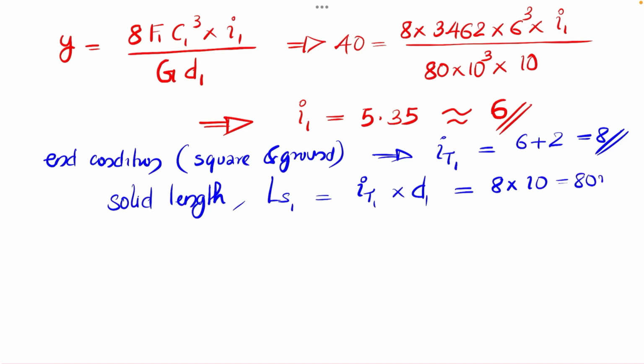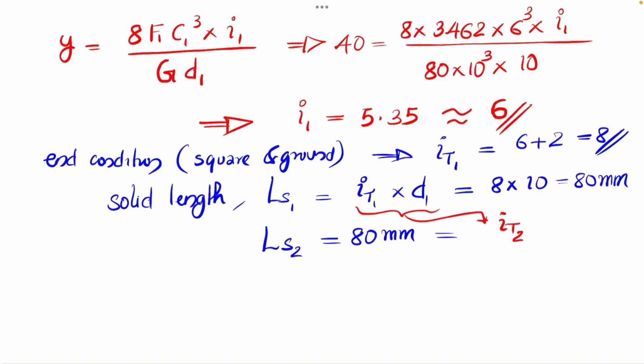This is also from the basics. So this will be equal to 8 into the wire diameter, which is 10 mm, so this will be equal to 80 mm. Since it is mentioned that both the outer and inner coil have the same solid length, I can write the solid length LS2 also as 80 mm. This can be equated to a similar expression, where I substitute the total number of coils in the inner coil into its wire diameter. So the D2 value we have is 6 mm.